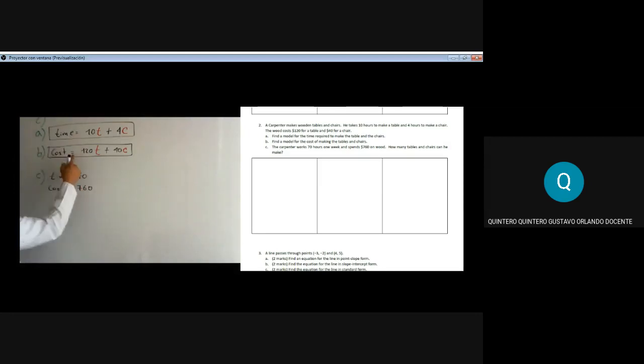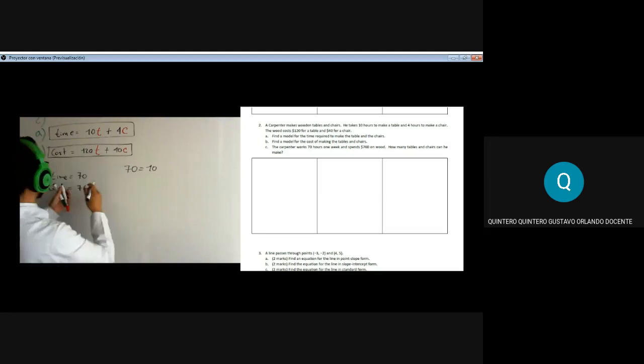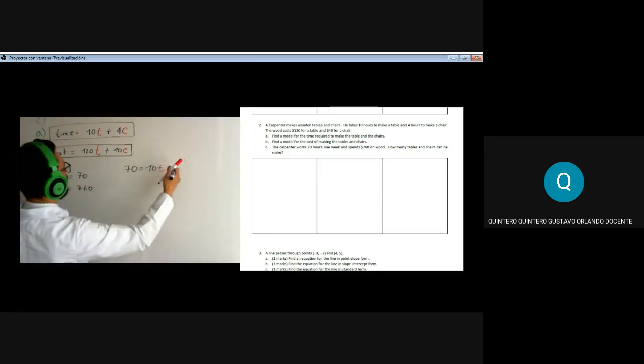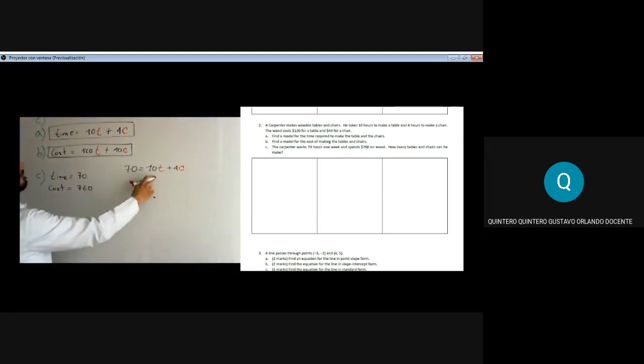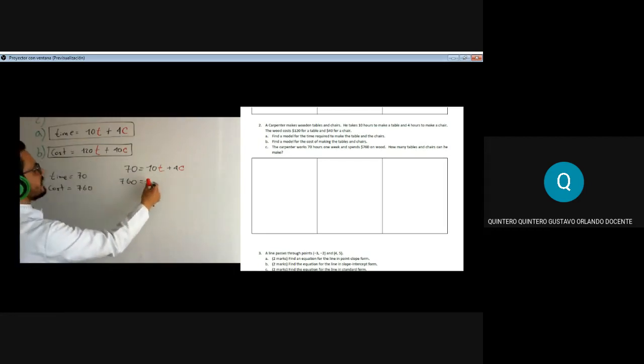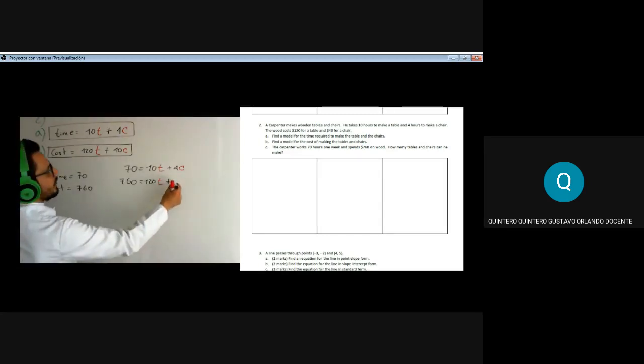Instead of time, I'm going to write 70. 70 equals, and I'm going to write down the entire model again, 10t plus 4c, right? That is our first equation. Instead of time, I'm writing 70 because that is the amount of time the carpenter expended. Now, for the cost is 760. So 760 will be 120t plus 40c.